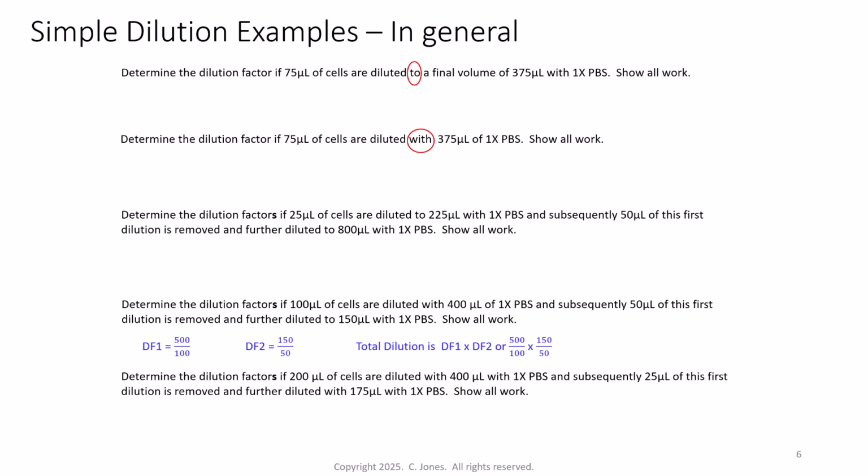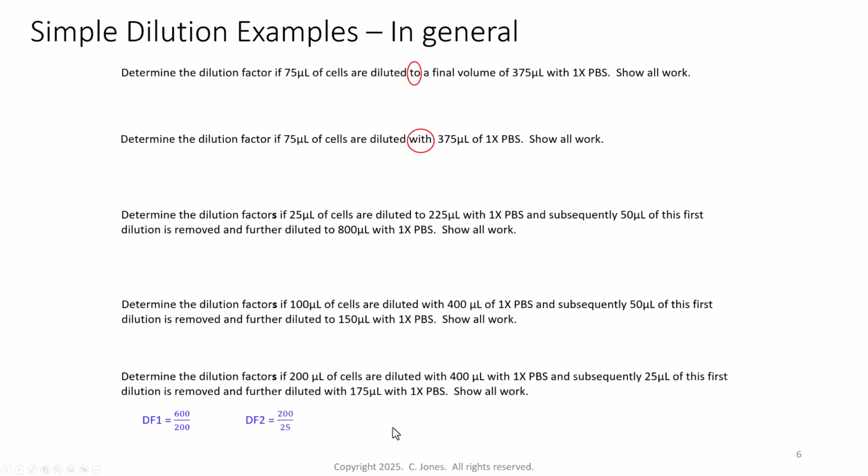So here, both times we have "with," so that means that each dilution, the volumes need to be added together. Okay, so dilution factor 1 is going to be 200 plus 400 for our final volume, right? 200 microliters of cells are diluted with 400 microliters of PBS. So the final volume is 600. Again, 200 plus 400. And the initial volume was 200 microliters.